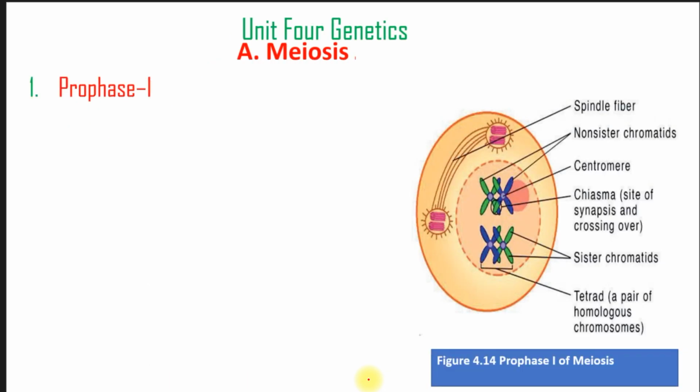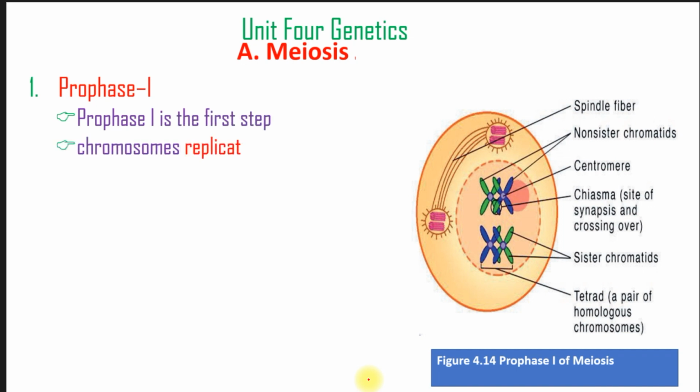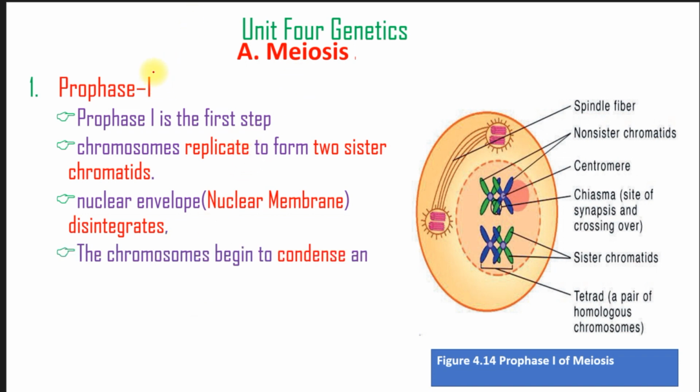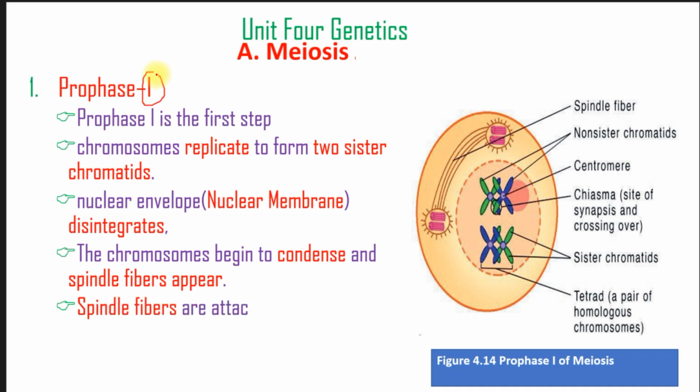So as I told you before, meiosis I has its own four stages known as prophase, metaphase, anaphase and telophase, but it is specialized or particularly designated with what? One, prophase I, which is part of meiosis I. So prophase I is the first step of meiosis I.